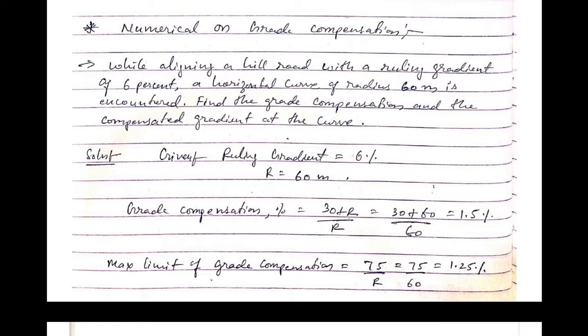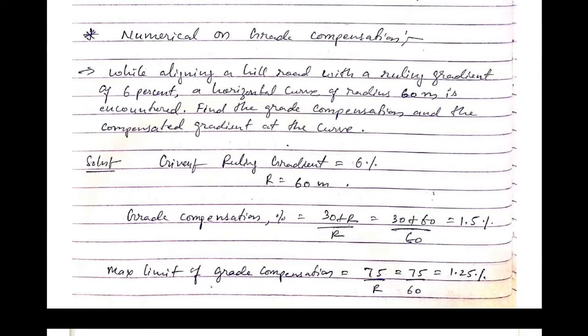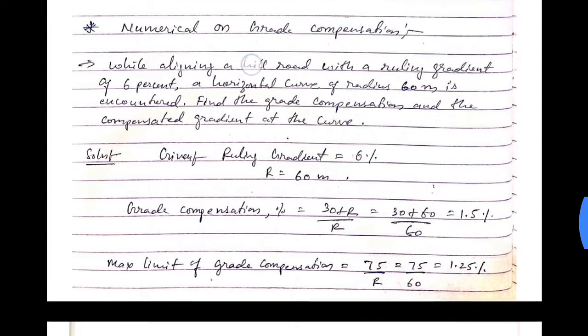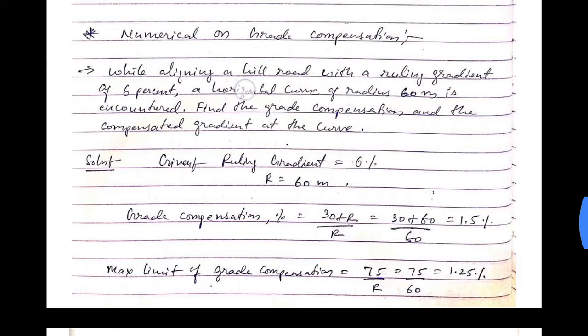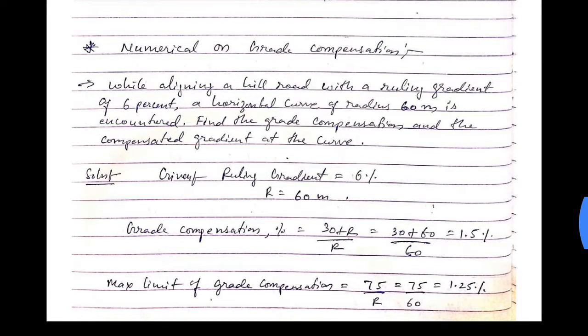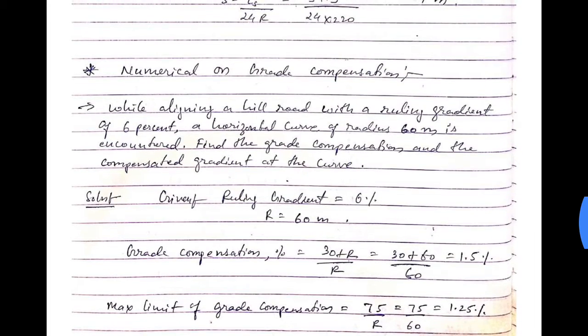We'll now move to the next type of numerical, that is on grade compensation. Let us have a look at the question first. While aligning a hill road with a ruling gradient of 6%, a horizontal curve of radius 60 meters is encountered. Find the grade compensation and the compensated grade at this curve.